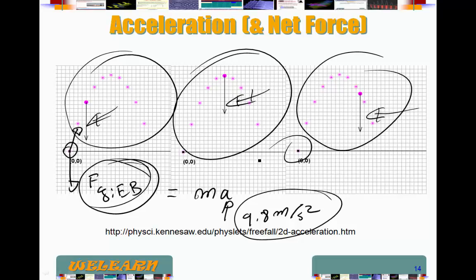Remember again, we are ignoring air resistance, which means the whole time here we have a unique acceleration. It does not matter if you are climbing up at the topmost position or falling down, the object is going to have that unique acceleration, 9.8 meters per second squared.